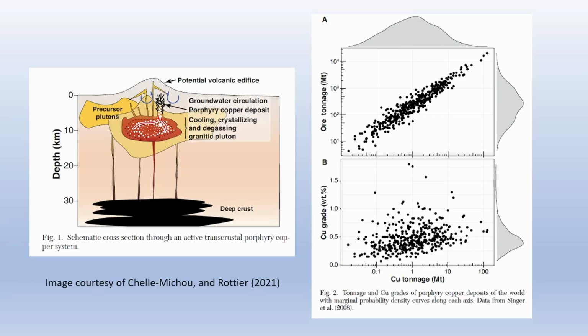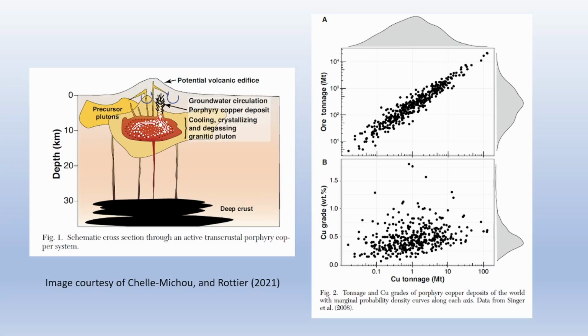But when you look at panel B, it gets interesting. As copper tonnage increases, grade doesn't. In fact, higher tonnage deposits often come with lower grades. And it's an inverse trend. You have large tonnage and lower grade, which is actually typical of porphyry systems.